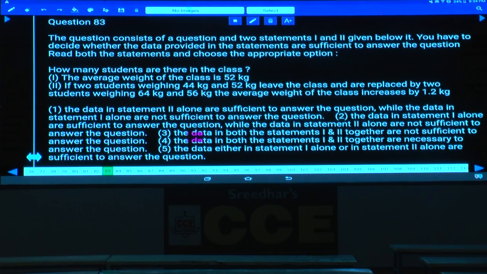96 kgs weight is going out from the class. And in place of those 2 persons, 2 more new people are coming, whose sum of their weight is equal to 120. See, from the class, 96 kgs is going out and 120 kgs is coming.